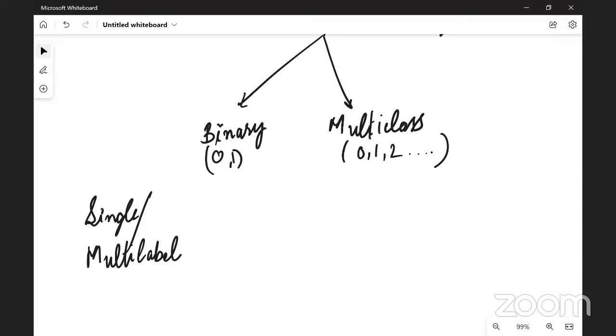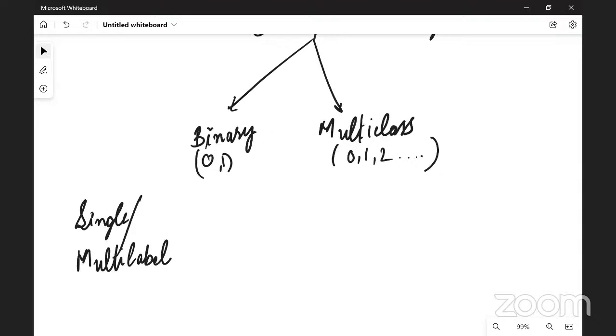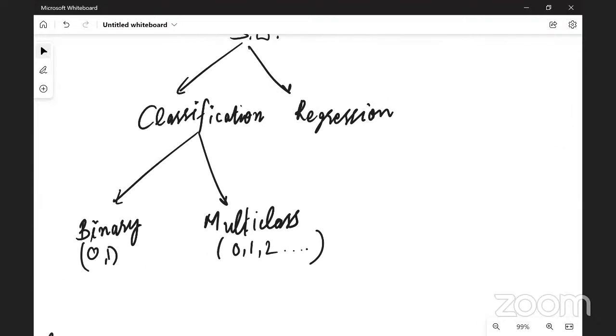Can you repeat that part? In multi-label, in a picture, if we have to say which fruits are present, there can be more than one fruit present. Absolutely right, it is multi-label. And similarly, this regression problem can also be single label or multi-label.